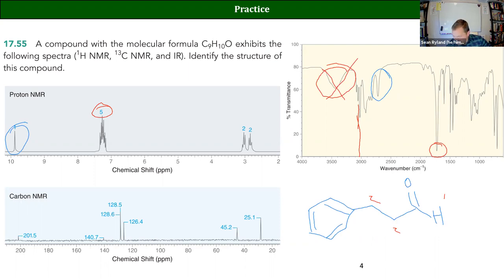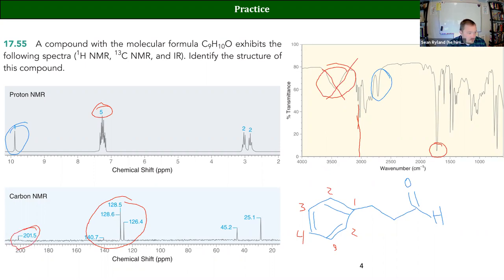So in this case, with the carbon NMR, those peaks right there are going to be our benzene ring. We're going to have four unique carbons in our benzene ring. We'll have one, two, three, and four. So those four peaks listed there are going to be the carbons in the benzene ring.